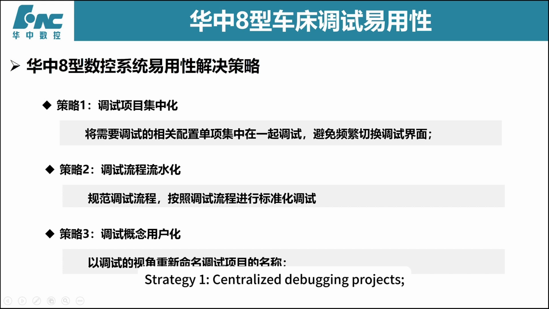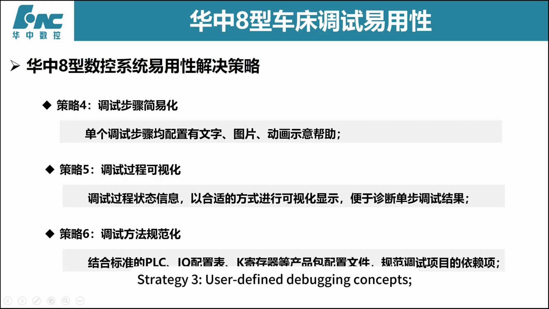Strategy 1. Centralized debugging projects. Strategy 2. Streamlined debugging process. Strategy 3. User-defined debugging concepts. Strategy 4. Simplified debugging steps. Strategy 5. Visualized debugging process. Strategy 6. Standardized debugging methods.